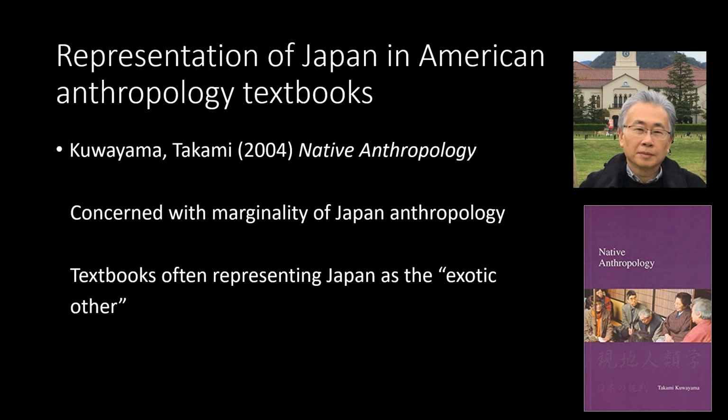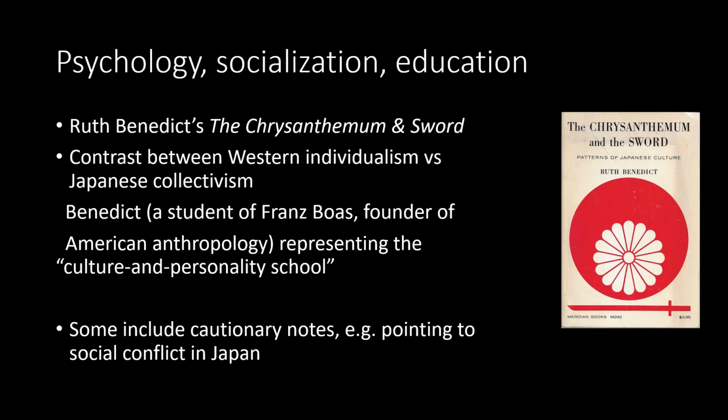And I think these textbooks, as Kuwayama argues, would be a good source to look at to see how American anthropology tries to shape itself. Okay? And he finds that these American anthropology textbooks often represent Japan as so-called exotic other. This goes together with the idea of Orientalism. But let me go through what Kuwayama has written.